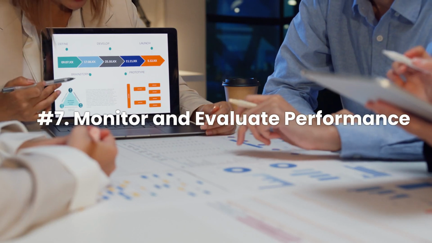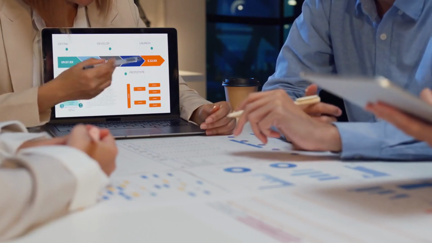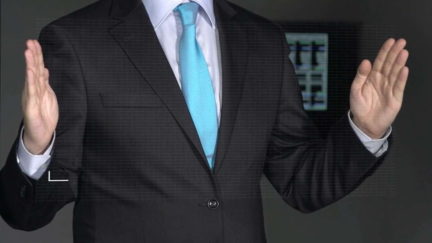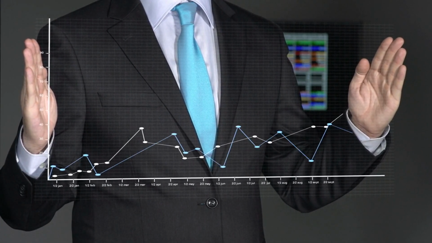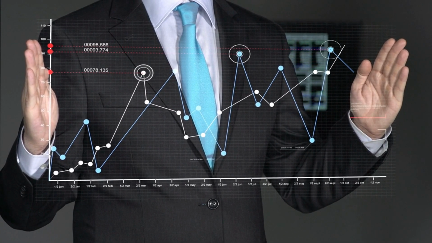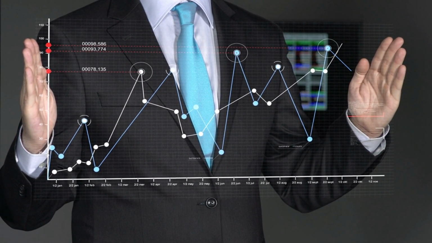Number 7. Monitor and evaluate performance. No marketing plan is complete without a system for measuring results. Track key metrics. Use analytics tools to measure website traffic, social media engagement, email open rates, and other key performance indicators. Assess campaign effectiveness. Determine which strategies are working and which need adjustment.